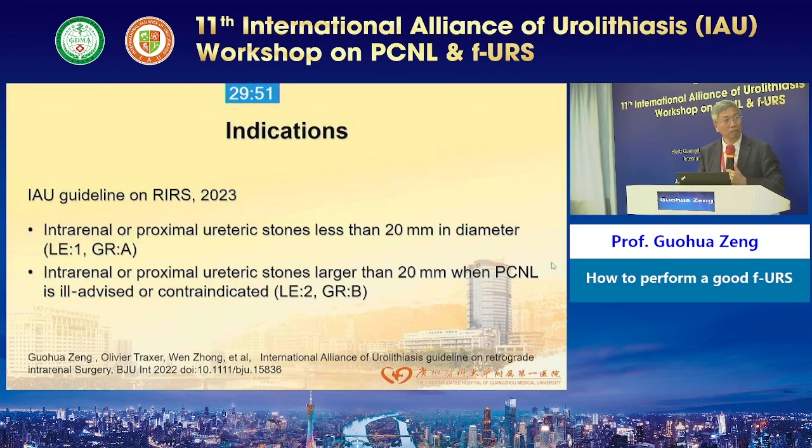Right. So first, let's talk about indications. According to the EAU guideline on RIRS, a stone less than 2 centimeters in diameter is the first choice for flexible ureteroscopy. But sometimes a stone in the kidney or upper ureter is more than 2 centimeters and PCNL cannot be done. Sometimes it is a contraindication for PCNL, so you can do flexible. I think these are two indications.